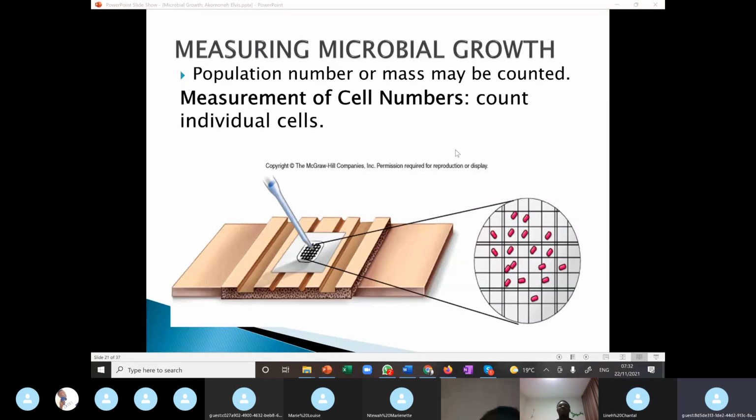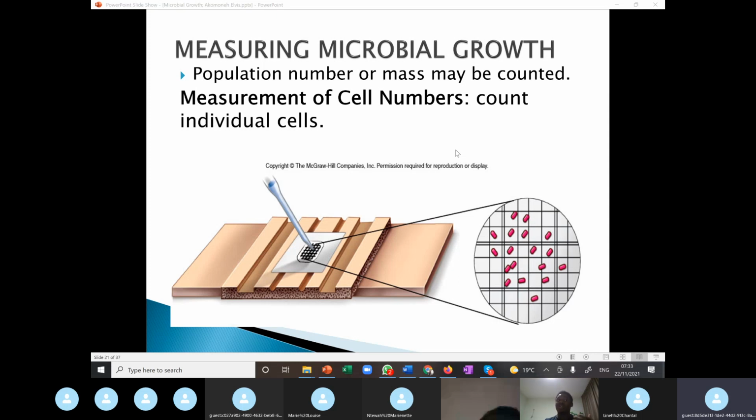Good. Measurement of microbial growth. So there are so many different ways we want to measure microbial growth. It depends on the objective of our assay, why we want to measure. Some will directly measure viable cells. So it takes into account only cells that are actively reproducing and still alive, and actively reproducing in some cases.